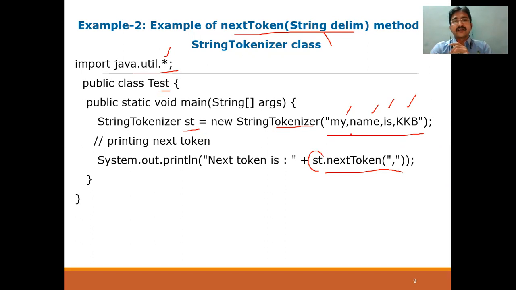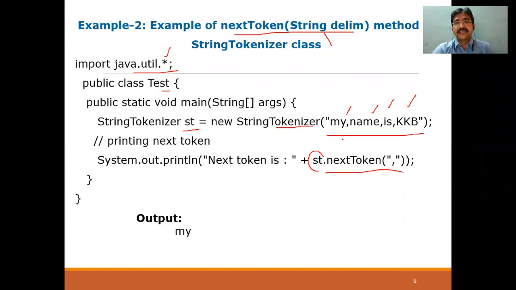It has divided entirely into these tokens. Now it has divided automatically. What we are considering is that it takes one token whenever a comma is encountered. Up to that comma it will be considered as one token. st dot nextToken into that. So st dot nextToken will be considered whenever a comma has been encountered. Okay.